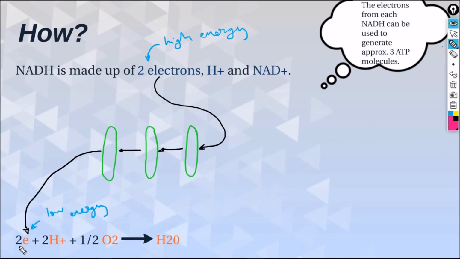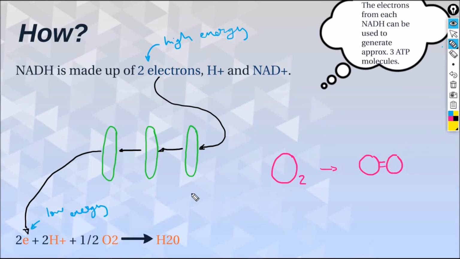From there, these two low energy electrons are going to combine with two protons and half an oxygen molecule to make H2O. So what's half an oxygen molecule? Well, an oxygen molecule is O2, which means that it's two oxygen atoms covalently bound together. So that's an oxygen, and that's a double bond between them. So that's what an oxygen molecule looks like. It's two atoms of oxygen covalently bound together.